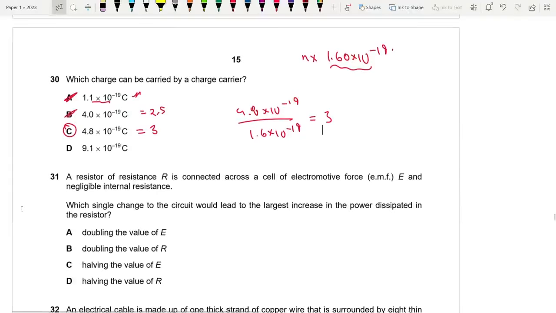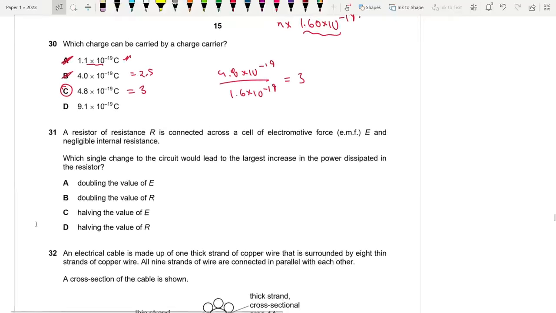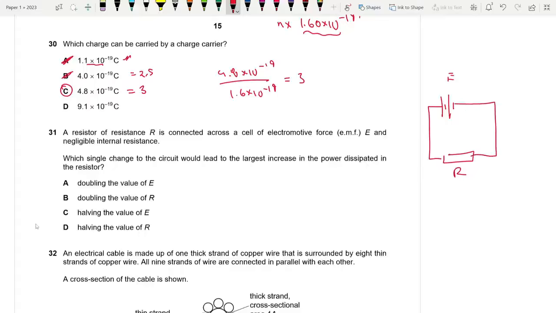Moving on to the last 10. Let's finish this. We won't take much longer. A resistor of resistance R is connected across a cell of electromotive force E and negligible internal resistance. So we have this cell E, and we have connected resistor R across it. So there's no internal resistance. Which single change to the circuit would lead to the largest increase in the power dissipated in the resistor?